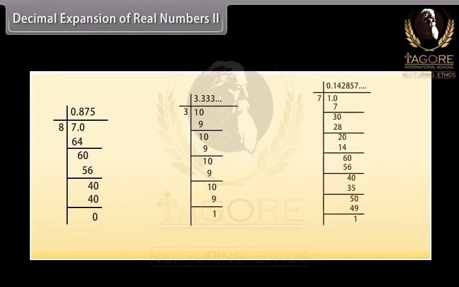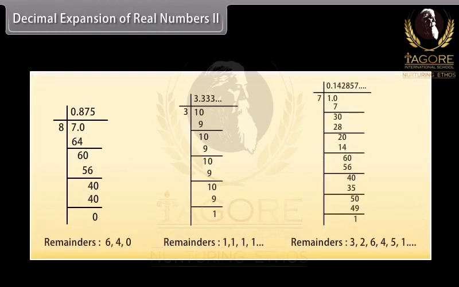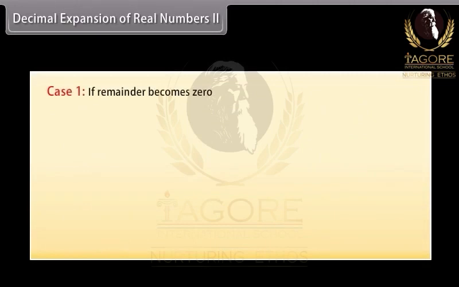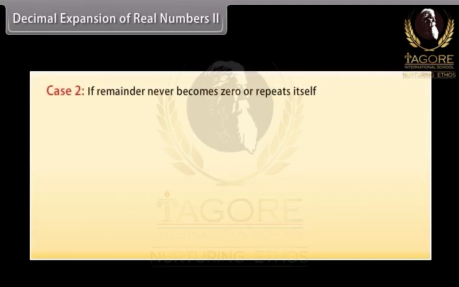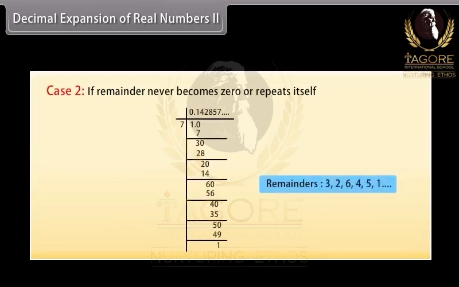Did you notice something here in all these examples? Notice that here the remainder either becomes 0 after a certain stage or starts repeating itself. Let us go through these cases one by one. Case 1 is, if the remainder becomes 0, then the decimal expansion ends after a finite number of steps. The decimal expansion of such numbers is terminating. Case 2 is, if the remainder never becomes 0 but repeats itself, then the decimal expansion of such numbers is non-terminating recurring.